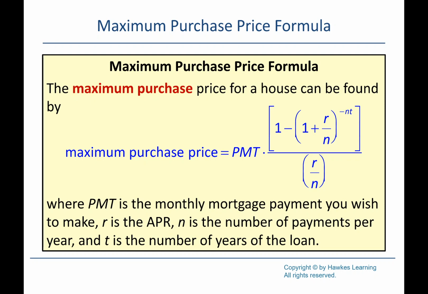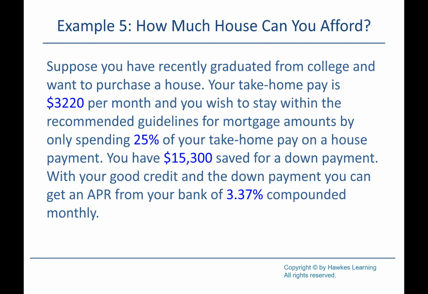So what we're going to do with this one, we're going to look at a fairly unrealistic situation and then figure out what the maximum home price is that they can afford. And you'll see what's going on here. Let's take a look. It says, suppose you recently graduated from college and want to purchase a house. Your take-home pay is $3,220 per month. So that's really good for take-home pay, especially for an entry-level job. So we're in good shape there.